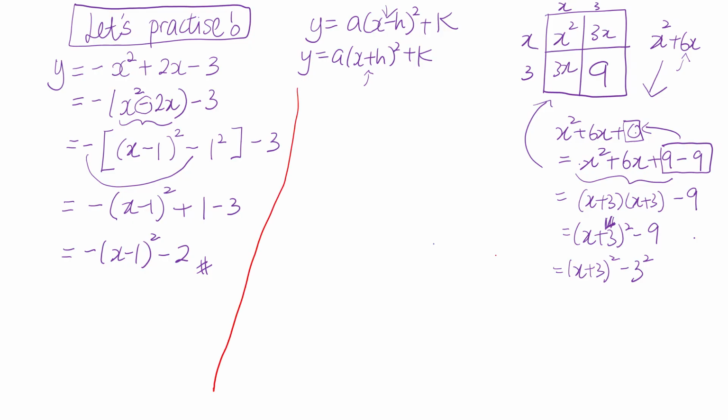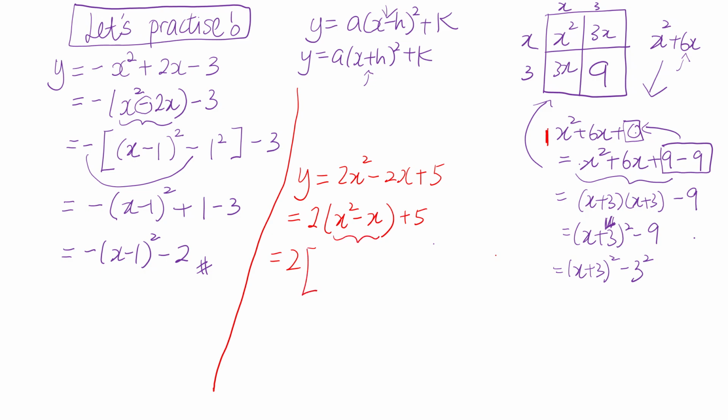Supposing I have 2x squared minus 2x plus 5, let's say. Okay, so step number 1 is we have to make the coefficient of x squared to be 1. So I need to factorize the 2 out. And then my sidekick plus 5. So this one here will become something squared, minus something squared. Then my sidekick.